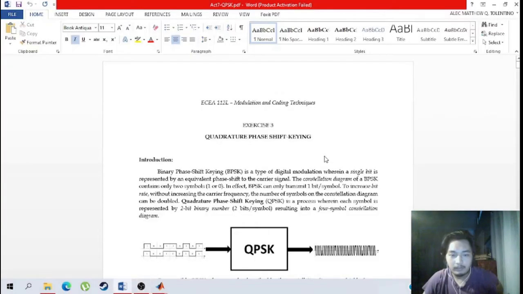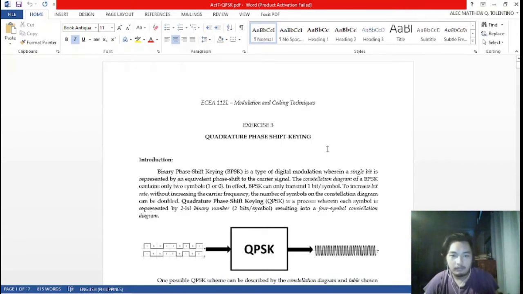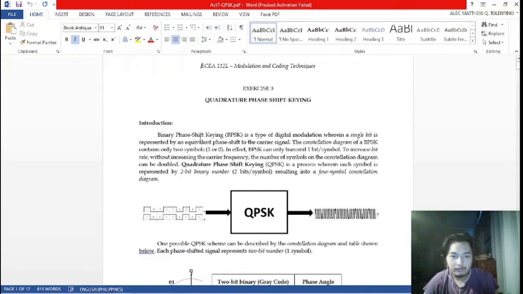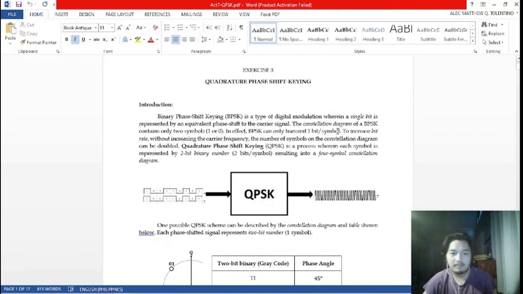Good day, everyone. My name is Tolentino, and I will be discussing activity 8, which is about quadrature phase shift keying, or QPSK. So, binary phase shift keying, or BPSK, is a type of digital modulation wherein a single bit is represented by an equivalent phase shift to the carrier signal. The constellation diagram of a BPSK contains only two symbols, 1 or 0. In effect, BPSK can only transmit 1 bit per symbol.